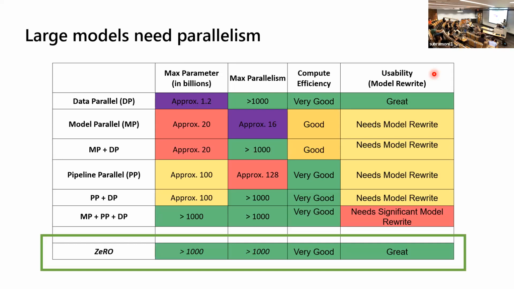So pipeline stages, you can only do so much. With 128, we saw that there are diminishing returns. You would not want to increase it any further. It needs a significant model rewrite, super hard to implement. And then you can combine PP with DP, and you can also combine all 3 of them, and then you can get great scale. But this is the problem. Nobody wants to do this. It's extremely hard to do it and get it right.